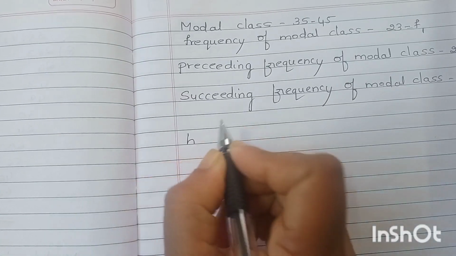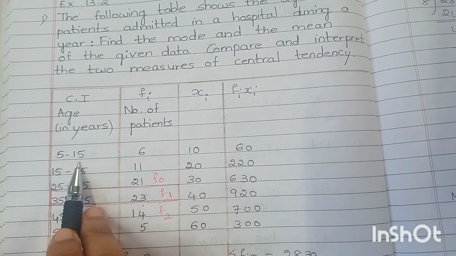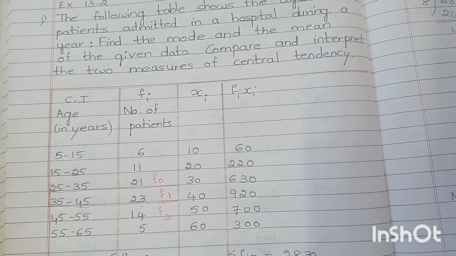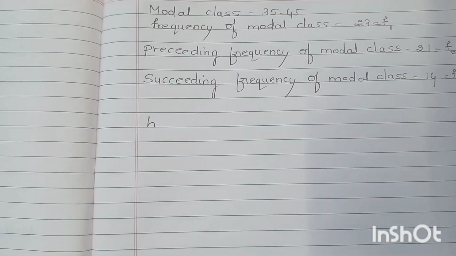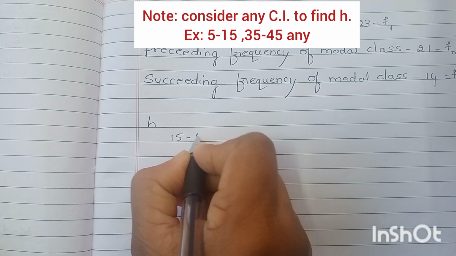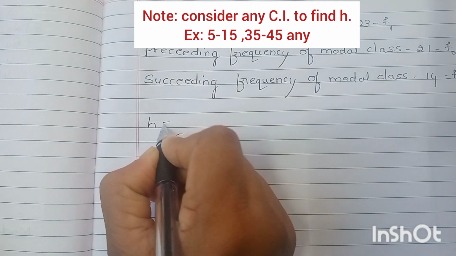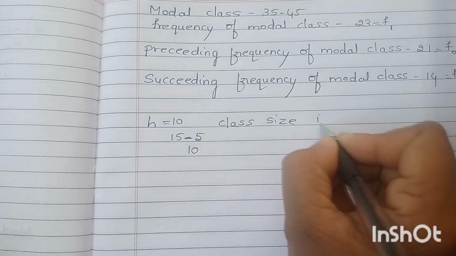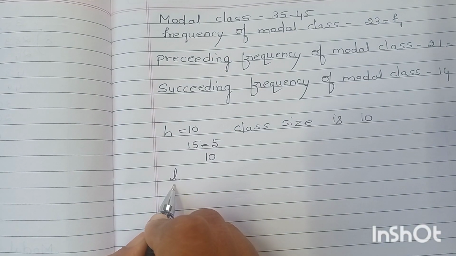H, it is the class size. How to find out the class size? Now look at this. Here 5 to 15, the class interval is 5 to 15. You can take any class interval because the class size will be the same. 15 minus 5 is how much? 15 minus 5 is 10. Therefore, H is 10. That is, the class size is 10.